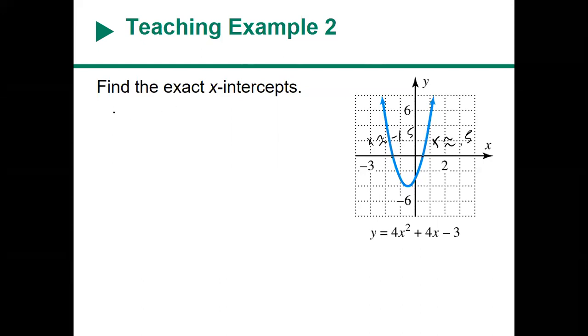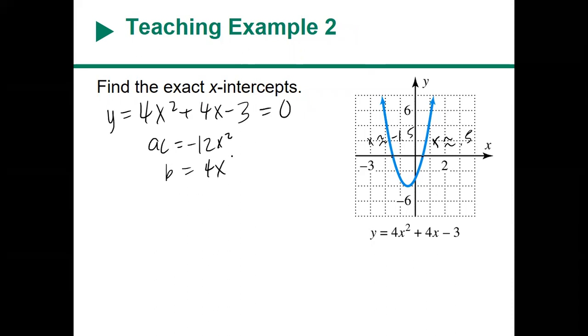So finding the x-intercepts. So y equals, I'm sorry, I didn't mean to write y. Well, it's 4x squared plus 4x minus 3 equals 0. So when the calculator fails me and I don't know the exact values, or I'm not sure of my approximations, then I go back to doing what I was doing before, which is factoring. So I'm looking for my a and my c is negative 12x squared. My b is 4x. So what two numbers multiply to give me negative 12x squared, but add to give me 4x? 6 and negative 2. Good job.